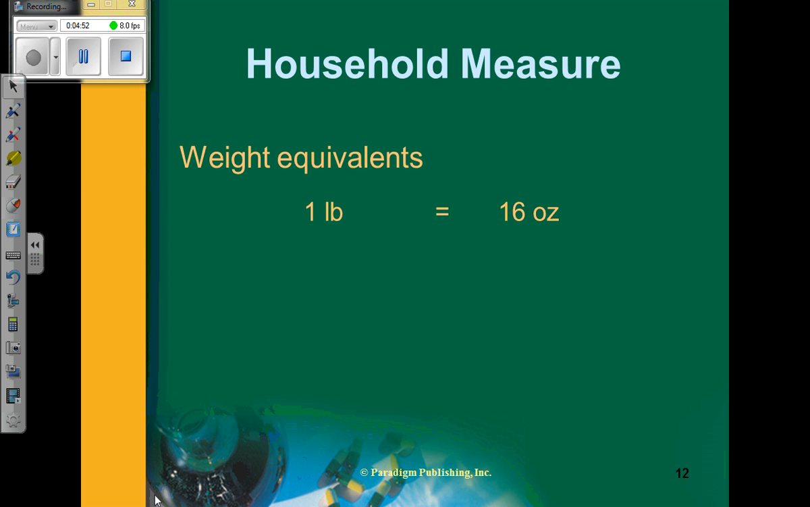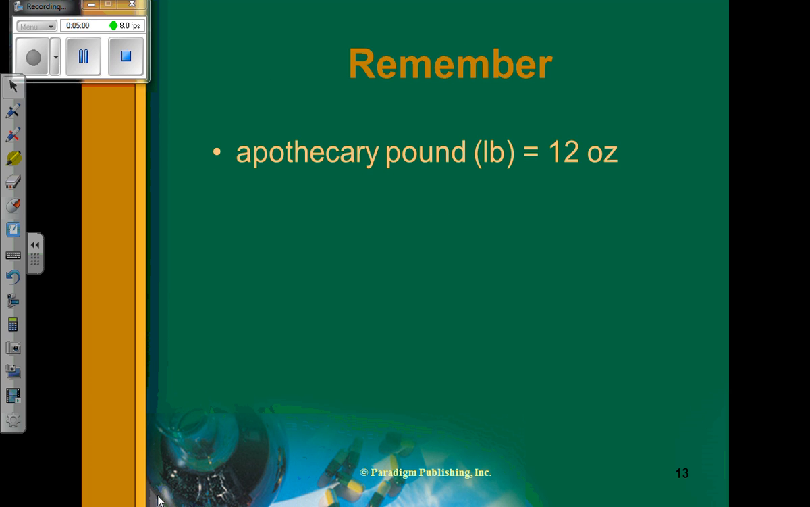So weight equivalents: 1 pound is going to be equal to 16 ounces. Also remember, the apothecary pound and the household pound are different. The apothecary pound is going to be 12 ounces. The household pound is 16 ounces. So make sure that you remember that if it is asking you in apothecary, it's going to be 12. If it asks for it in household pounds, it's 16 ounces.